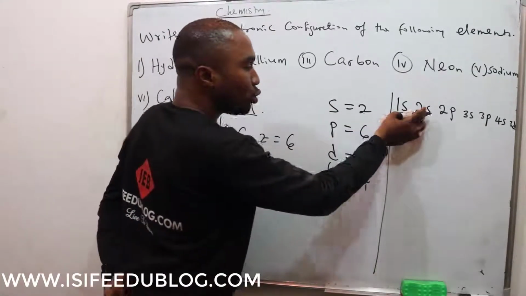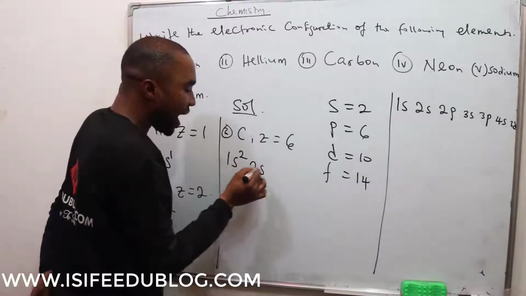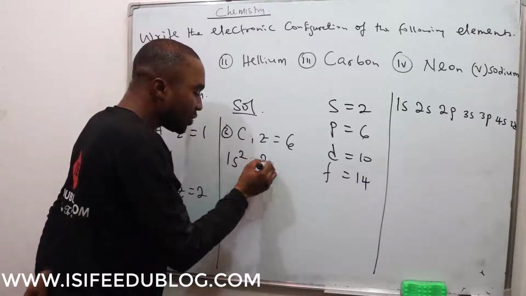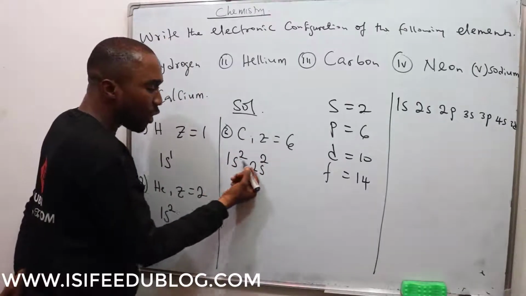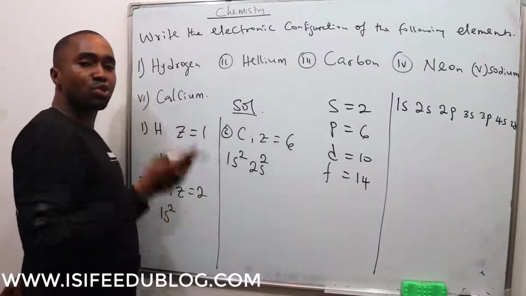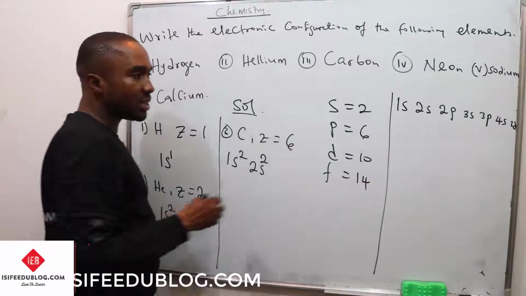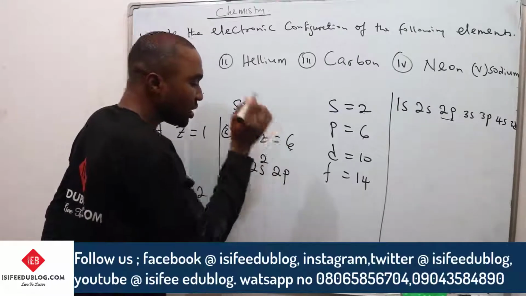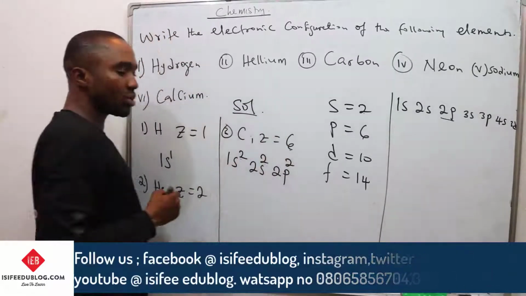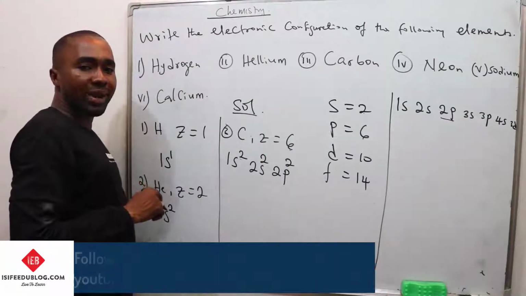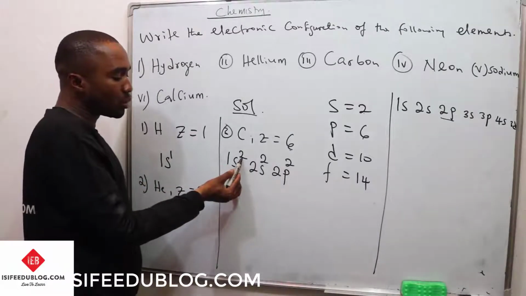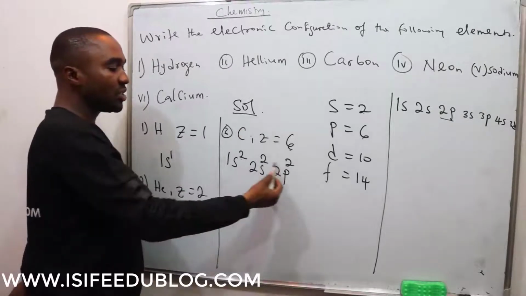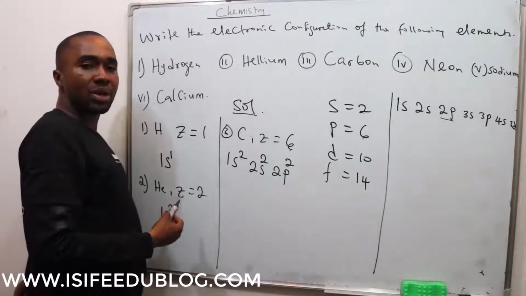And the next electron will go to 2s. Anytime you have s, the maximum they can carry is 2. So I will give it 2. The number I've used now is 4 out of 6, which means 2 electrons is still remaining. And I will now go to the next orbital, which is 2p, and give those remaining 2 electrons to it. So this is the electronic configuration of carbon. If you count the electrons now, 2 plus 2 is 4 plus 2 is 6. That is this 6 you are seeing here. So this is the way to write the electronic configuration of carbon.